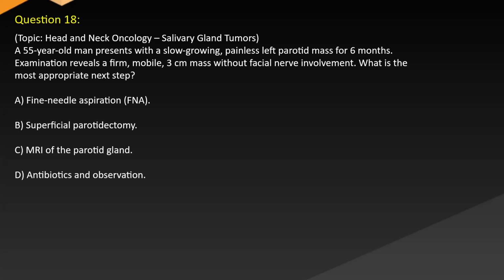Question 18. Topic: Head and neck oncology. Salivary gland tumors. A 55-year-old man presents with a slow-growing, painless left parotid mass for 6 months. Examination reveals a firm, mobile, 3 cm mass without facial nerve involvement. What is the most appropriate next step? A. Fine needle aspiration (FNA). B. Superficial parotidectomy. C. MRI of the parotid gland. D. Antibiotics and observation.